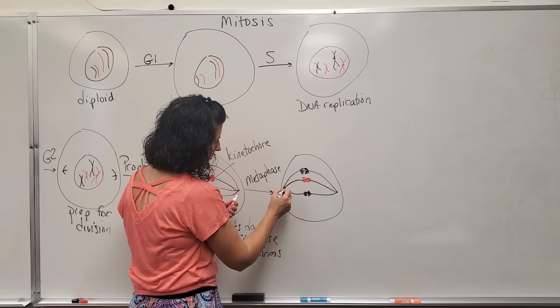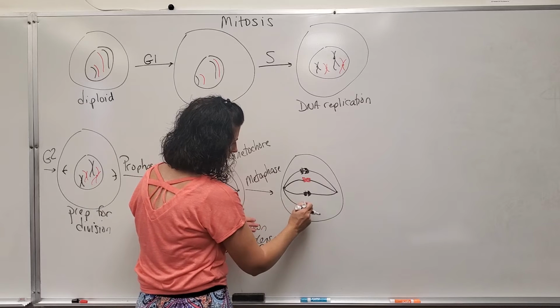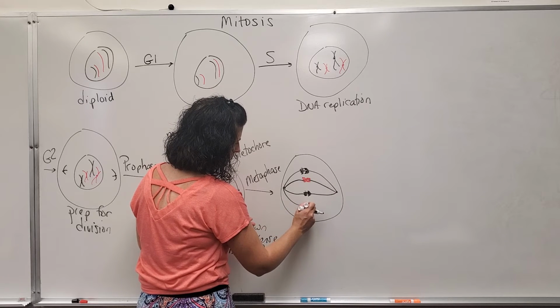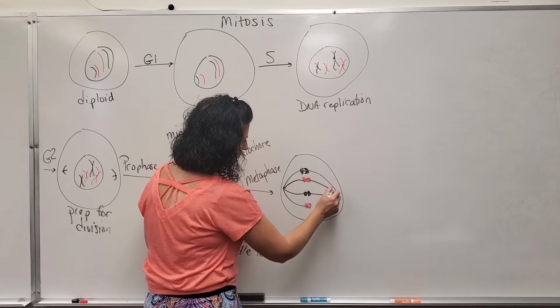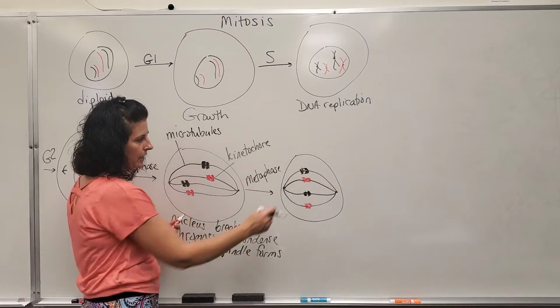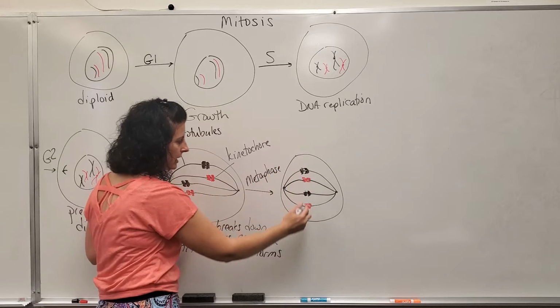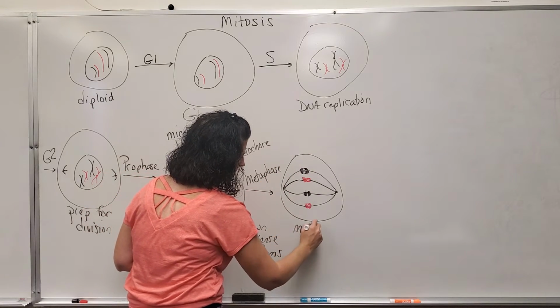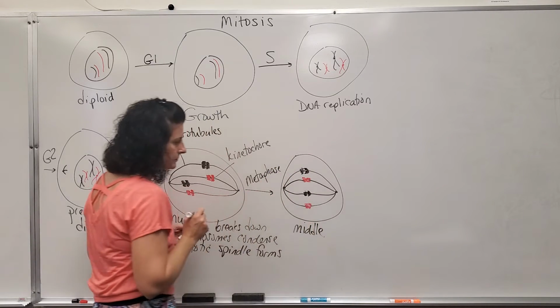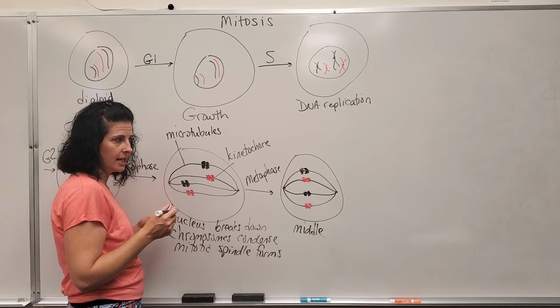And our other 2 microtubules, again, we're just playing this tug of war game until we get everybody lined up in the middle of this cell. And there's even what's called a metaphase plate. So everybody's right in the middle of the cell. All right, still attached though.